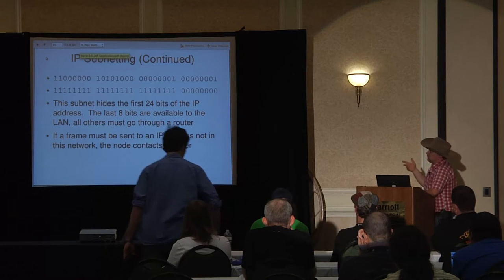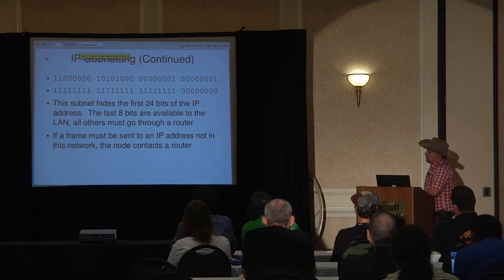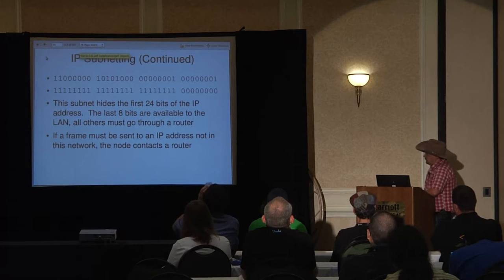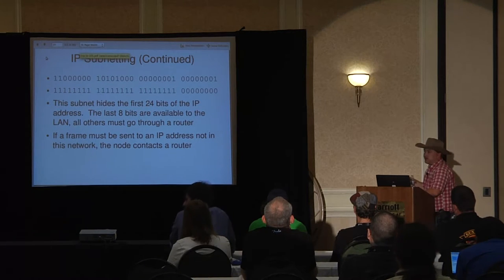Like I said, the first 24 bits hide everything. The last 8 bits are available to the LAN. Everything else has got to go through a different route, usually through a router. If a frame is going to an IP address not in its local subnet, it has to go through a router.